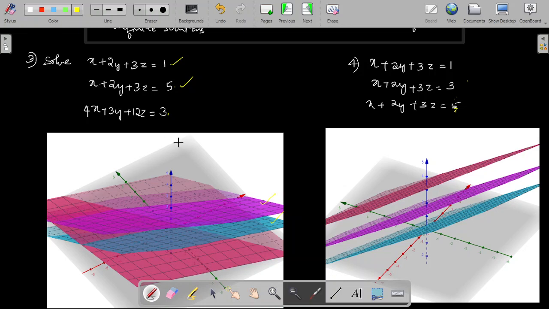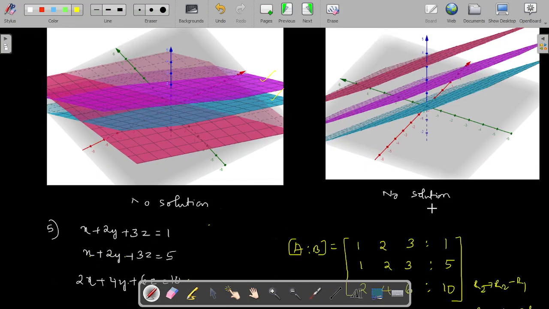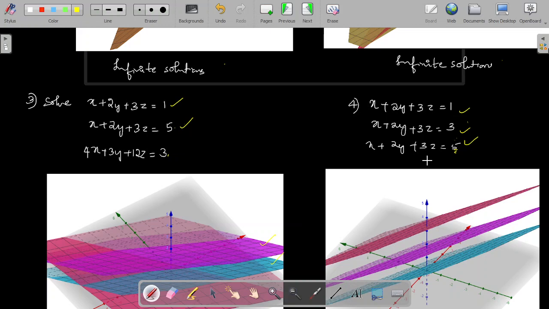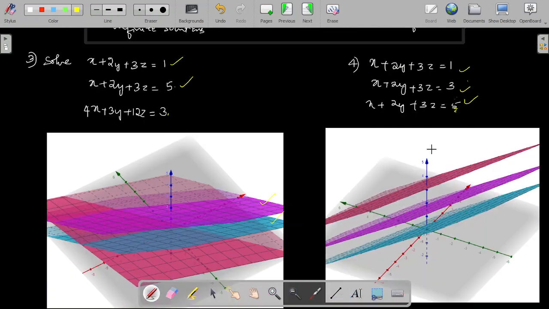If you solve it algebraically, you will get rank of augmented matrix not equal to rank of A. Now, in this case, all the three planes are parallel planes. Parallel planes never touch each other. They never intersect each other. Hence, you do not have any solution. By looking at the graph of these equations, you can see that there is no solution. So, rank of augmented matrix not equal to rank of A, you will get if you solve this algebraically.